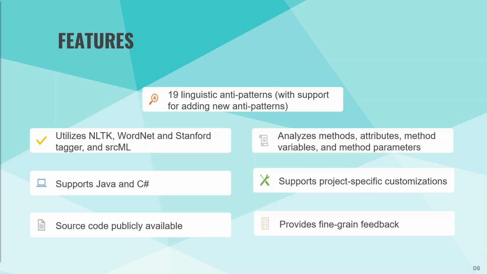Architecturally, Ideal utilizes some well-known tools and libraries for natural language and static analysis processing, including NLTK, WordNet, Stanford Part-of-Speech Tagger, and SrcML. Finally, the source code for Ideal is publicly available, and we welcome extensions and improvements.